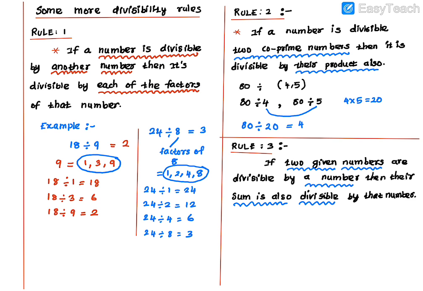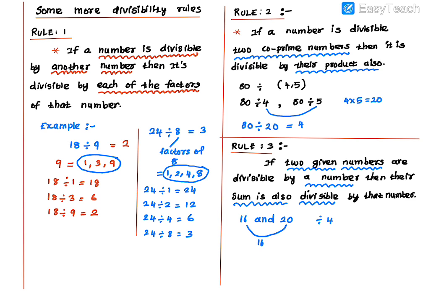Okay, so what is the meaning, sir? First, I will take two given numbers, okay? So here I will mention 16 and 20. I'm taking two numbers. These two numbers are divisible by 4. Am I right? 16 can be divided by 4, 20 also can be divided by 4. Then their sum is also divisible by that number.